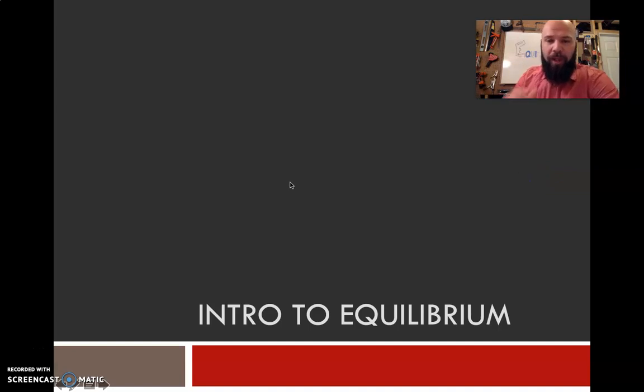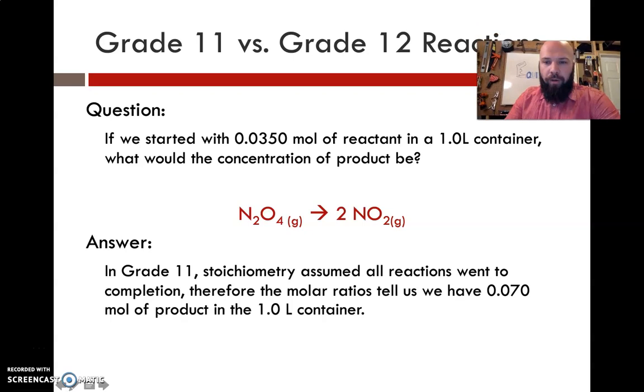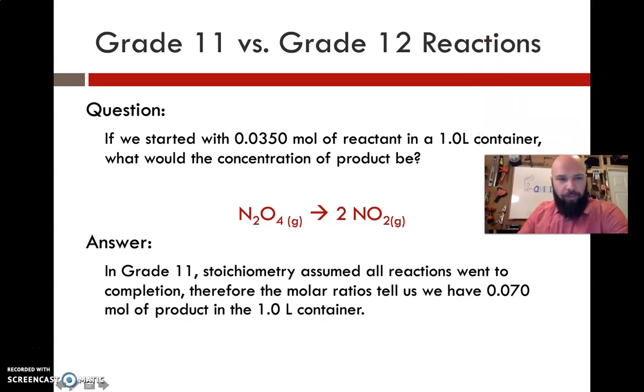Hi, I'm going to do a quick introduction on equilibrium, which is the fourth unit of the grade 12 chemistry. So let's think of our grade 11 stoichiometry problems and say you had a question like the one here.